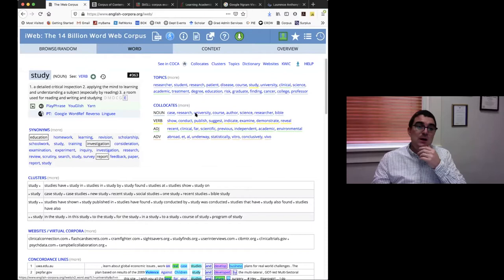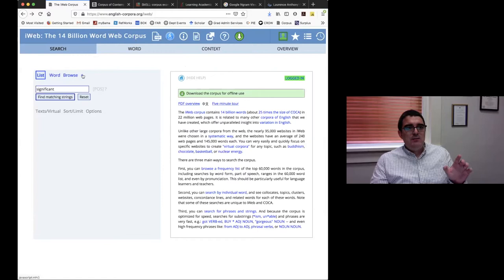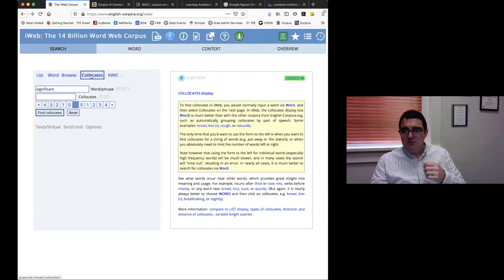Some of those words appear also as collocates, but it gives us a sense of the aboutness. What is this page about? In what context does study occur? That's how topics is used here. So going back to that original search screen, we can see the list, collocates. We could do collocate searches here, of course.